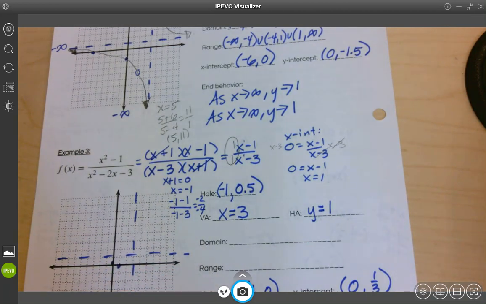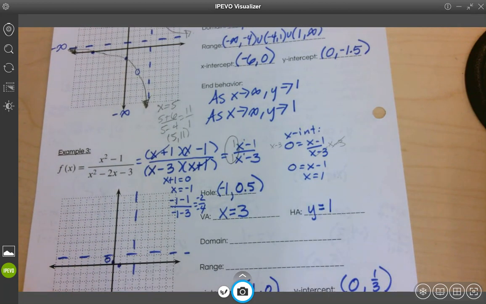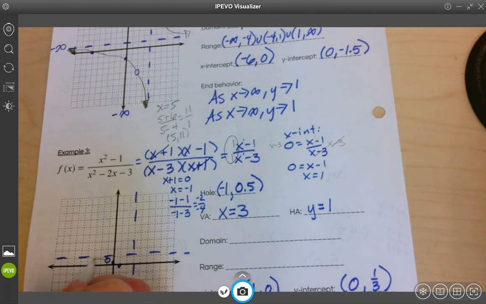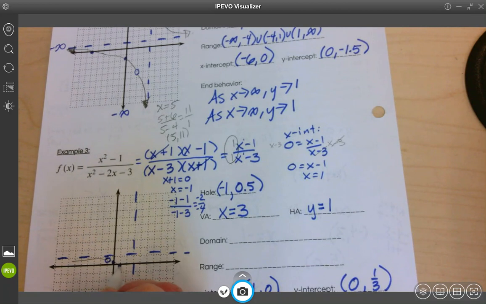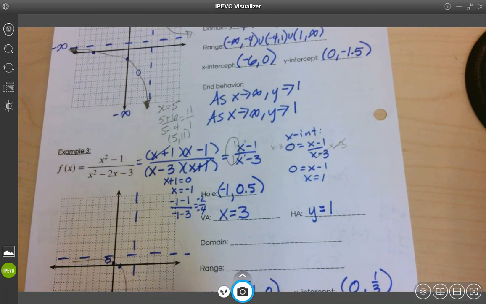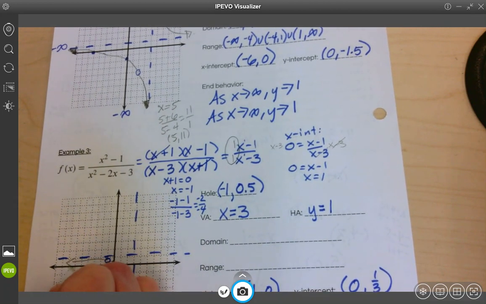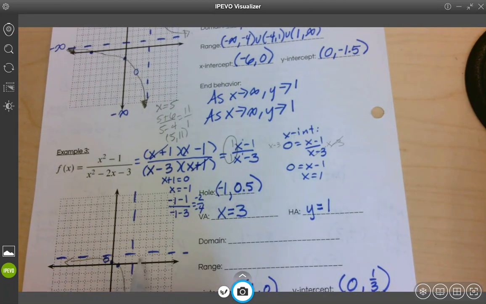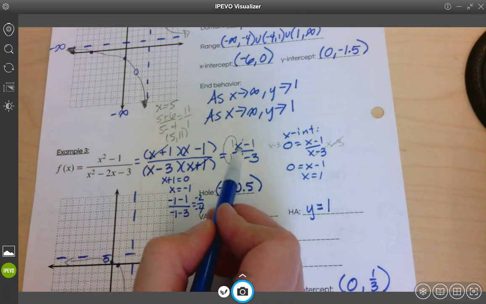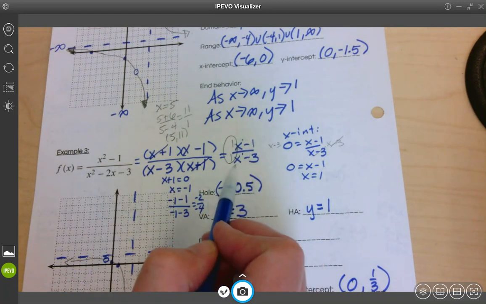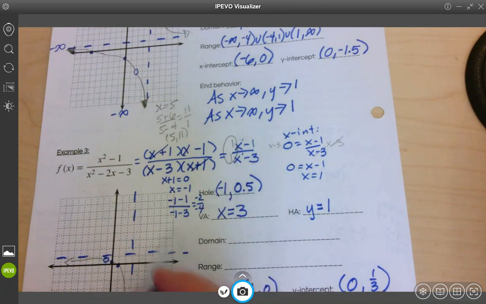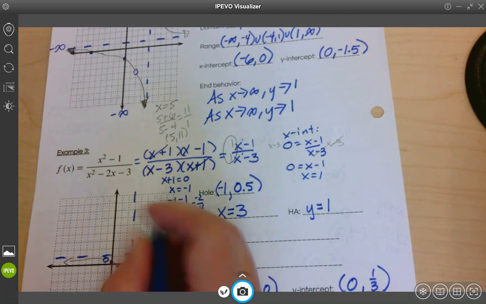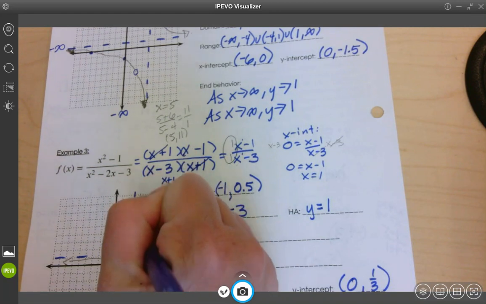And then I have a hole at (-1, 0.5). And so you're going to draw this branch in. For our purposes, you are allowed to sketch the other branch in, but I do like to just find a point on it. So if I substituted 4 into this function, I would get 4 minus 1 is 3, 4 minus 3 is 1. So I would have a point at (4, 3). And I can sketch in this branch.